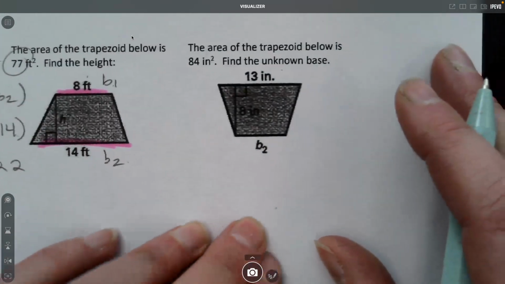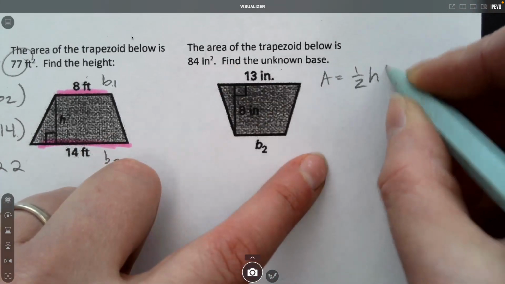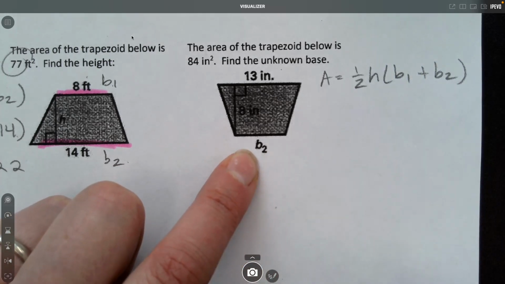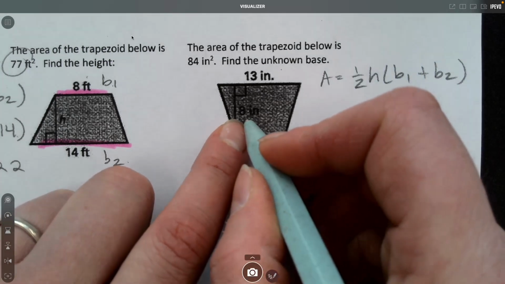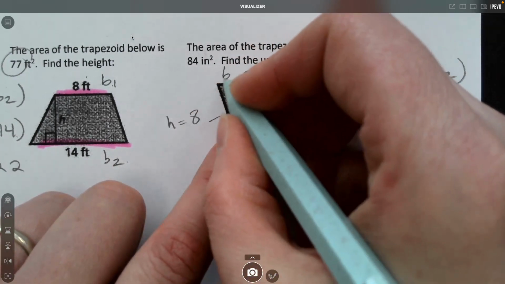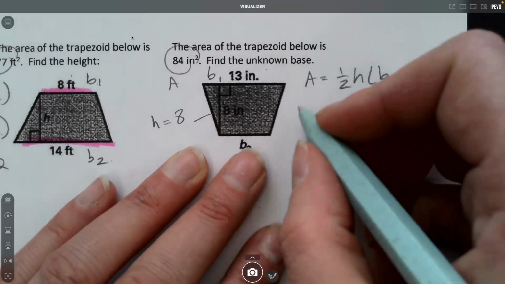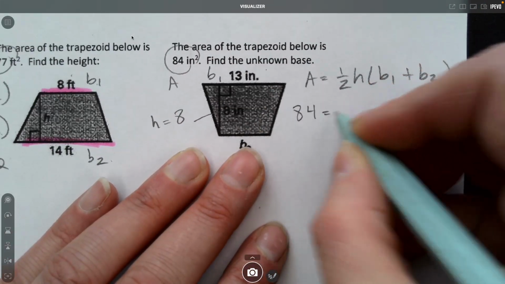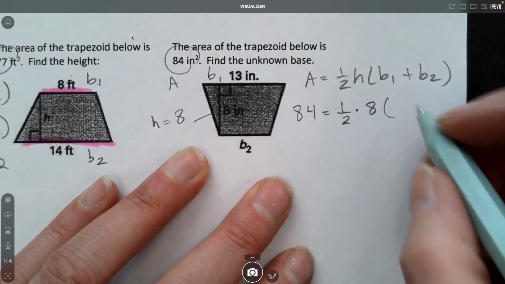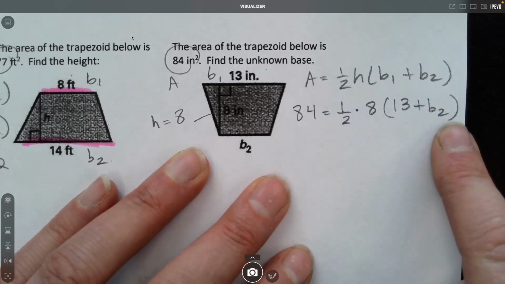All right, on our last one, I'm going to write out my formula again. And this time I'm missing base 2. So it's really hard to read, but there is an 8 inside here. So the 8 is going to be my height. I've got my base 1 and I've got my area. So I'm going to substitute everything I know again. So instead of A, I'm going to write 84. My height is an 8. And then base 1 plus base 2 is going to be 13 plus B2. So that's what I'm solving for this time.